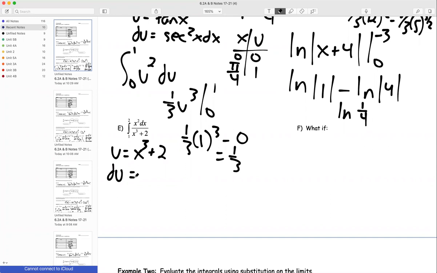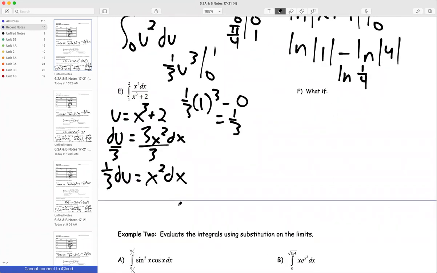Not necessarily, but a lot of the time, yes. My du is 3x squared dx, and it needs to be just x squared, so I'm going to divide by 3. So I've got 1/3 du equals x squared dx. That is going to give me, I'm going to move the 1/3 outside the integral.